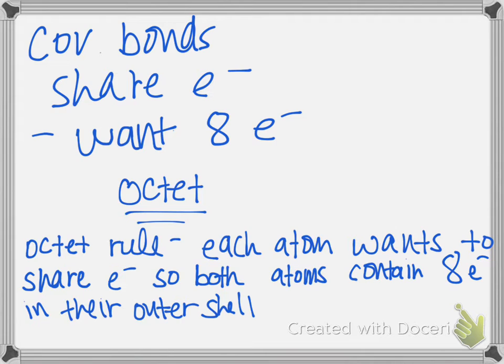Now, there are exceptions to the octet rule. There are some atoms that are perfectly happy having only 6 electrons in their outer shell, or whatever. We're going to really focus on ones that follow the rule and get good at those first, and then we'll start exploring some things that have exceptions to that rule.